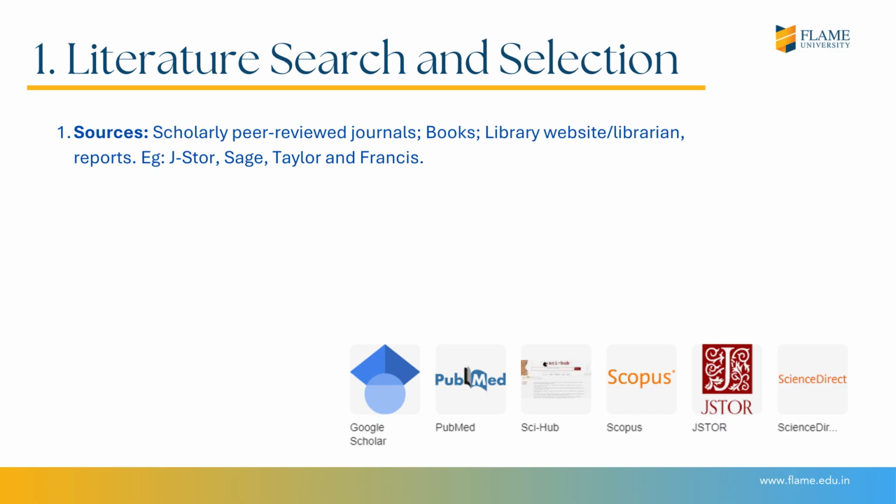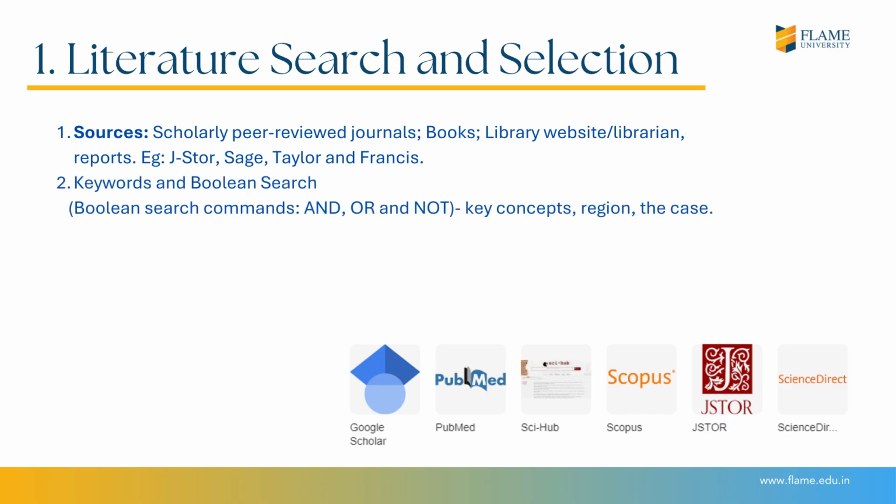For example, Sage, Taylor and Francis, JSTOR, Scopus are reliable sources where you can find relevant literature. Use keywords from your research idea to search literature on these online databases. You may also use Boolean search to find specific literature. Use different filters to narrow down your search for a specific timeline or publications.